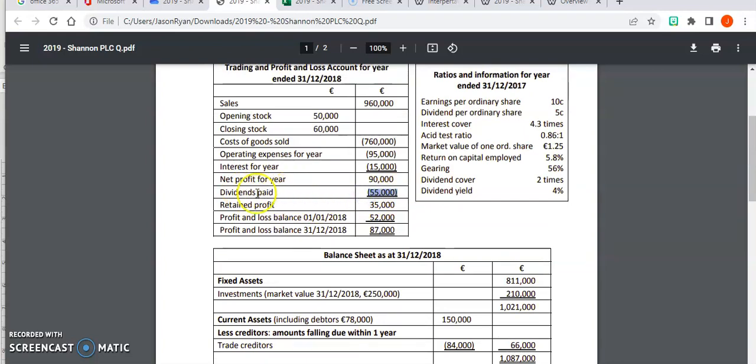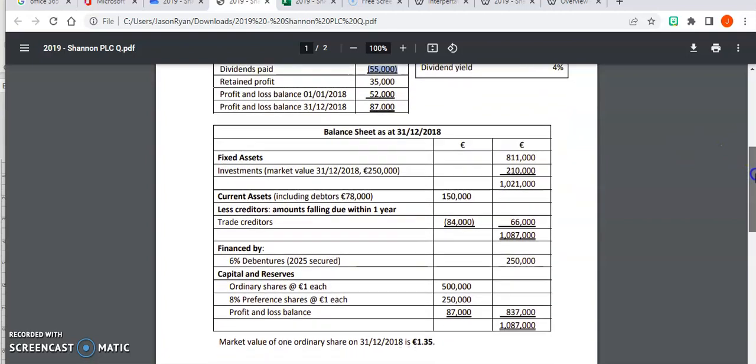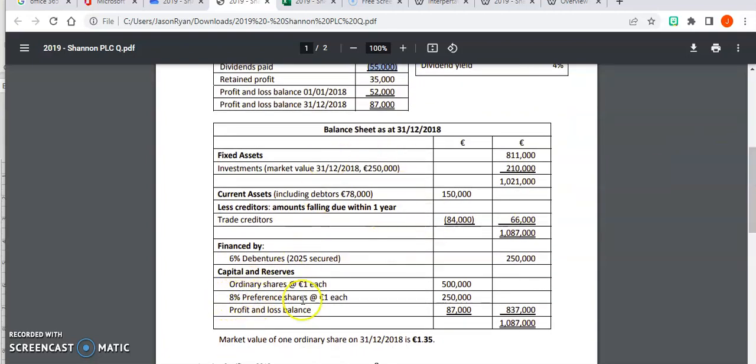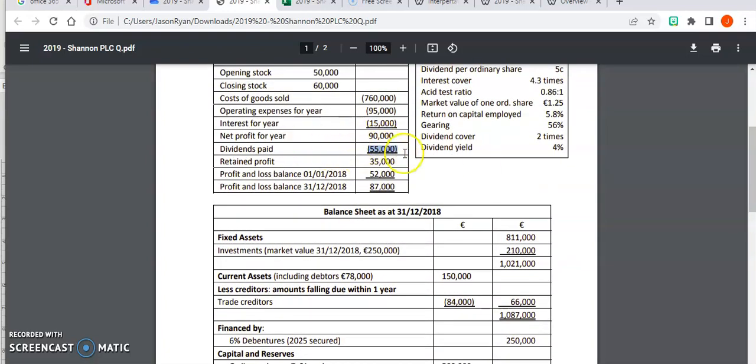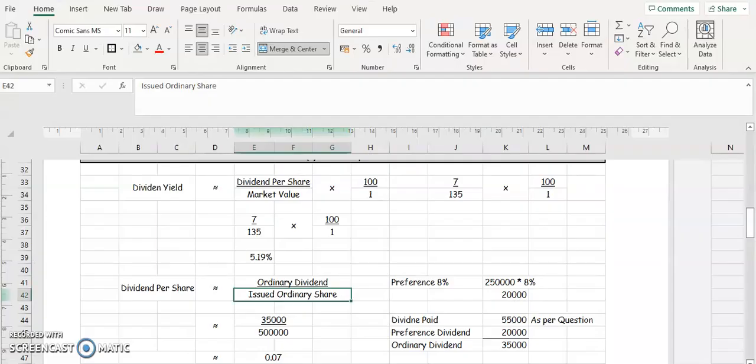Now remember, your dividends paid is made up of your preference dividends and your ordinary dividends. Preference dividends must be paid no matter what, whether you made a profit or loss. So you need to find out how much of this 55,000 is our preference dividends. So if we go back down here to our balance sheet, we'll see preference dividend is 8%. So we've 250,000. So we're going to get 8% of 250,000. That's going to tell us how much preference dividends we've paid, and then we're going to take that away from the dividends total. So 8% of 250,000, multiplied by 8%, is going to give you 20,000.